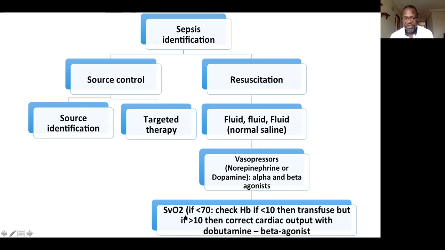And you have to measure the oxygen saturation. If the oxygen saturation is below 70, check the hemoglobin level. If the hemoglobin level is below 10, transfuse the patient. But if the hemoglobin level is above 10, then correct the cardiac output by giving dobutamine to the patient, that is a beta agonist. You start with an alpha agonist, but here you will be required to give a beta agonist.